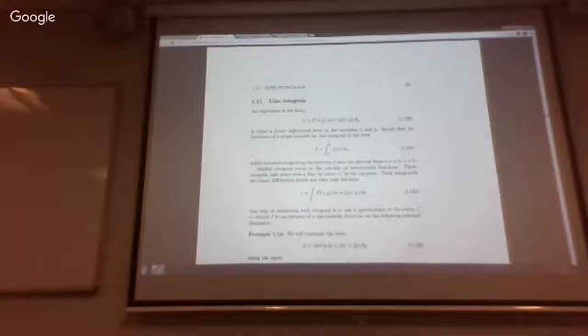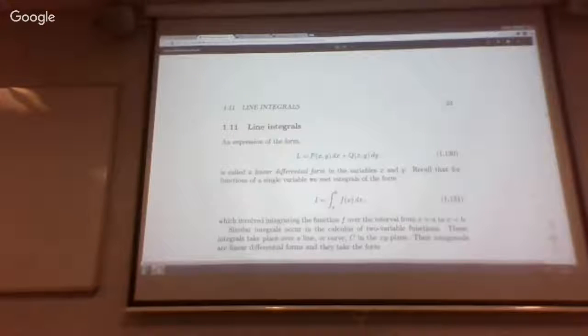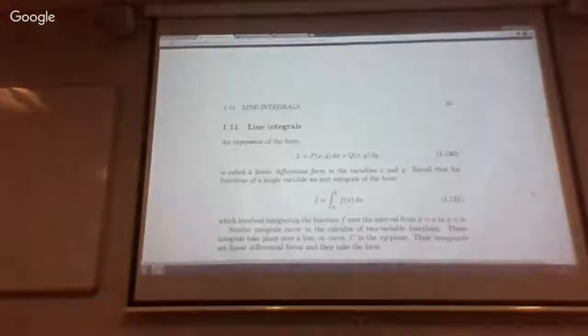Integration of functions of more than one variable, although we're chiefly going to look at functions of two variables for the moment. And we introduced this last time. We made it clear there was going to be a couple of different types of integration.